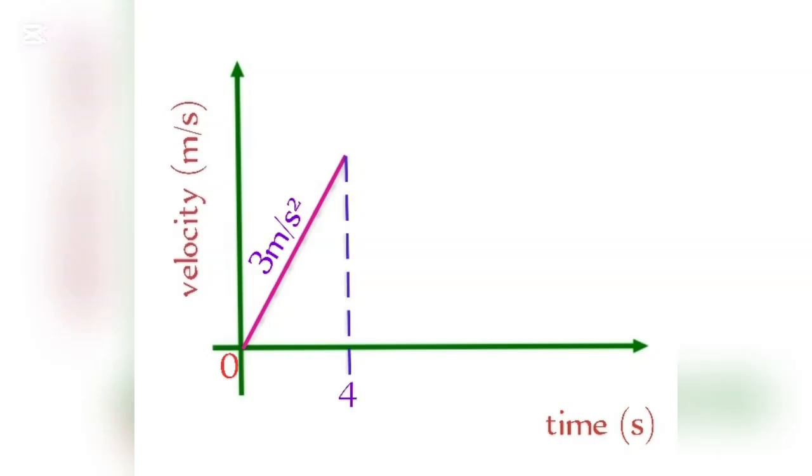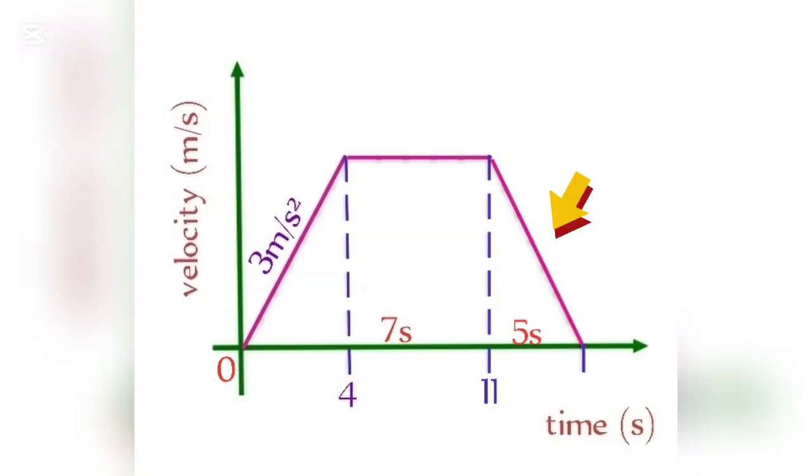This acceleration is for 4 seconds. Write 4 here. Its velocity remains constant for 7 seconds. Draw a flat horizontal line like this. Add 7 to 4 is 11. Write 11 here. It finally comes to rest in 5 seconds. Draw a diagonal that slopes down like this. Add 5 to 11 is 16. 16 is written here. That's our velocity time graph.